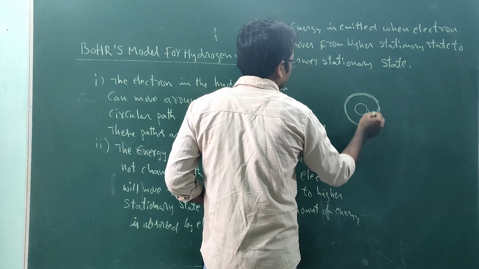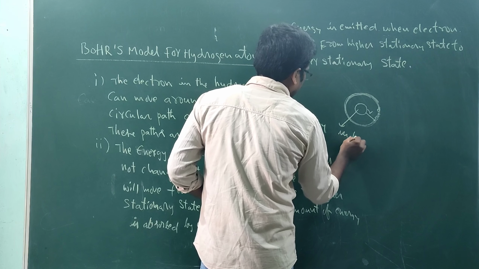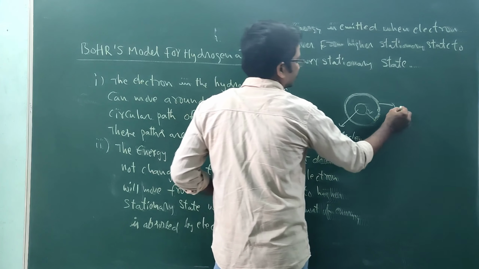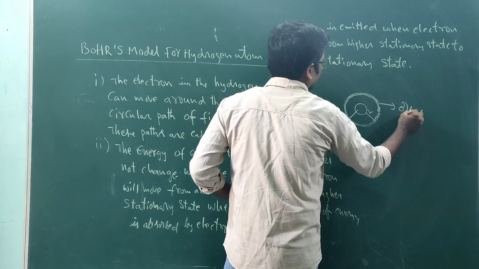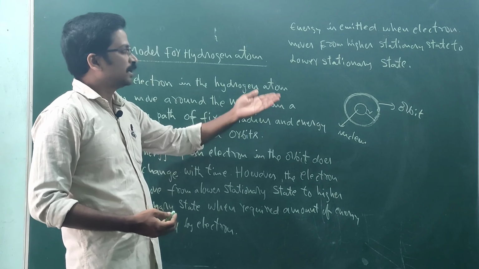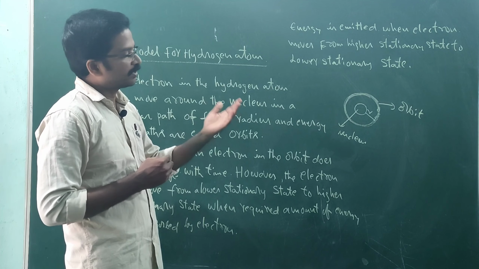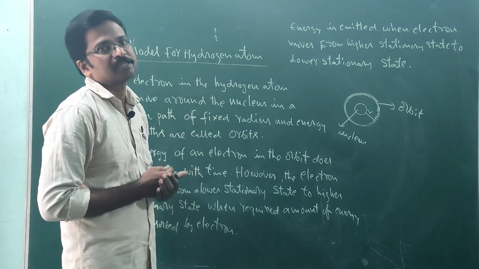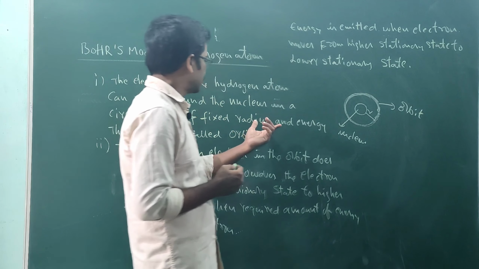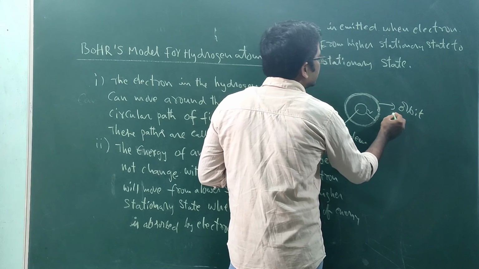The electron moves around this. This is the nucleus. This circular path is known as an orbit. If the number of these circles increases, we call them orbits. It has fixed energy. This circular path has a radius and energy; this path has fixed energy.